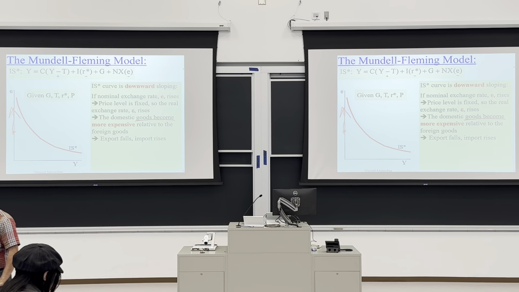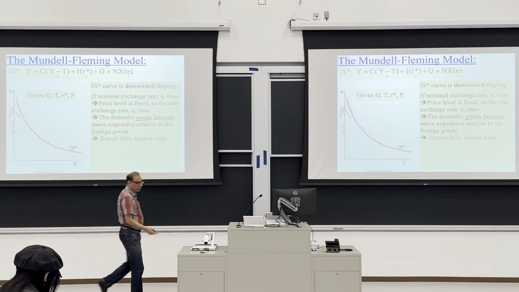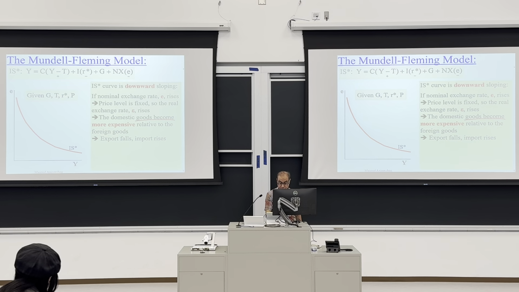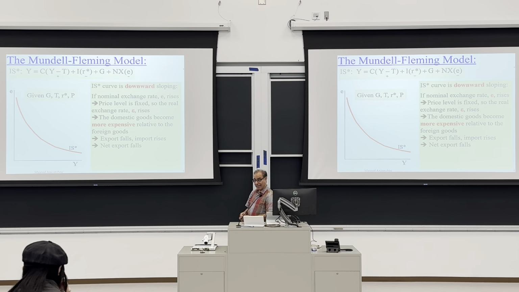So what's the shock? There is no shock. Here I am trying to prove that IS star is downward sloping. So shock would be next. I am constructing my curves. You may ask me, how do you know IS star is downward sloping? So I say, suppose E goes up, okay? When E goes up, you remember in short run, nominal appreciation means real appreciation. Real appreciation means eventually net export going down.